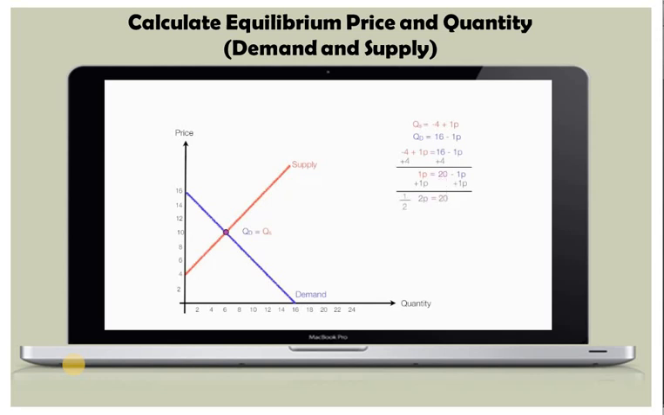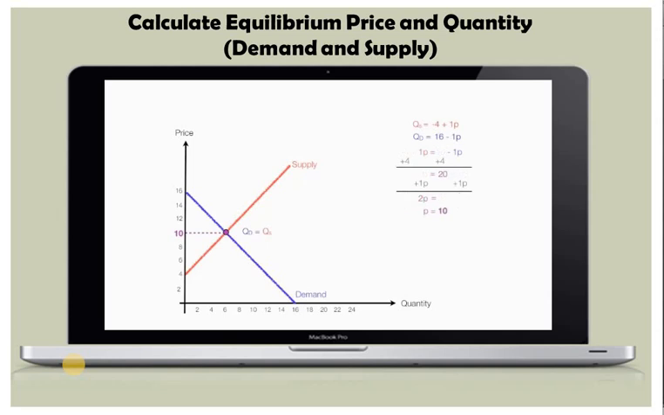Now if I multiply both sides of the equation by 1/2, and that's to isolate the p, those two 2's cancel. So I have p is equal to 10 because 20 divided by 2 is 10. And that means equilibrium price is 10.